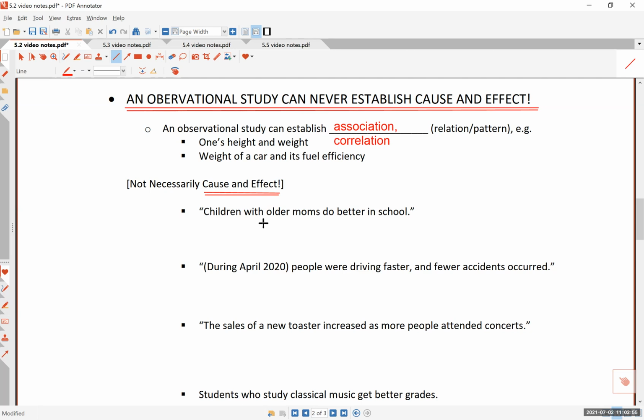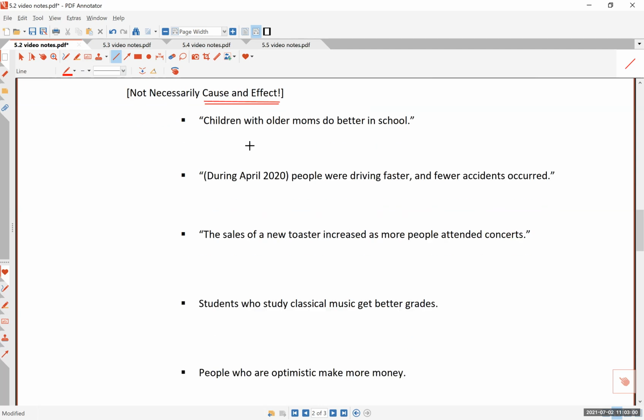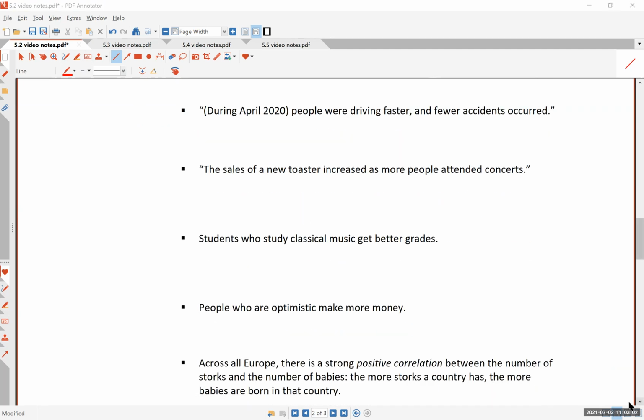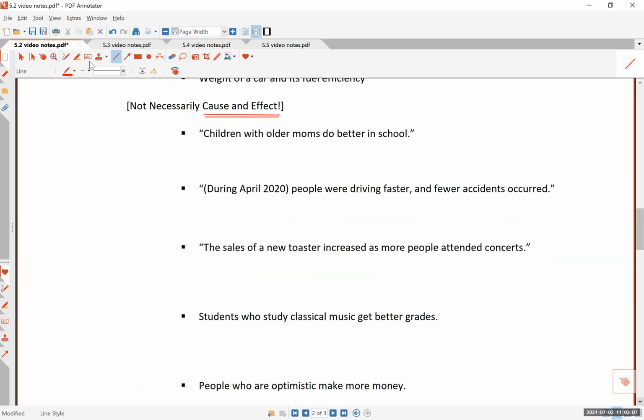All right, let me give you some examples, and I want you to pay close attention to all of these associations, which do not prove causation. These are classic examples. I think you should all be familiar with all of these statements. All right, the first statement says children with older moms do better in school. So sociologists, basically, sometimes educators maybe, have discovered, and they have discovered this many times, the children whose mothers are older tend to do better in school.